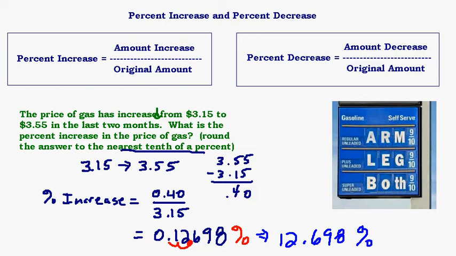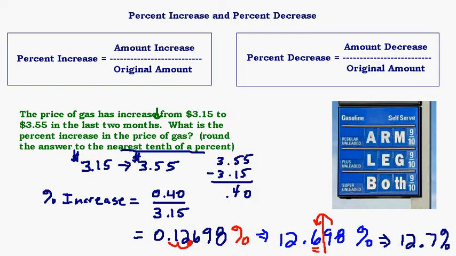That gives us 12.698%. Now we need to round it to the nearest tenth of a percent, which is right here. So that 6 is either going to stay a 6, or this number after the 6 could possibly round that up to a 7. Remember, if this number after the 6 is 5 or bigger, 5, 6, 7, 8, 9, then it will round that number up. So that 9 is definitely going to round that 6 up to a 7. So after we round, we're going to get 12.7%. So that's the percent increase in the gas price from $3.15 to $3.55.